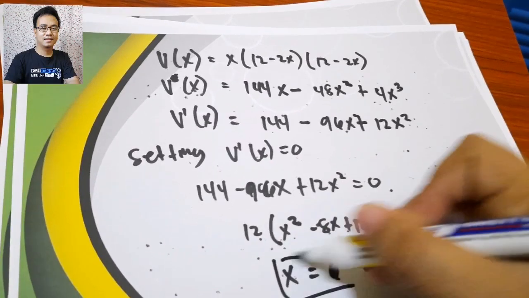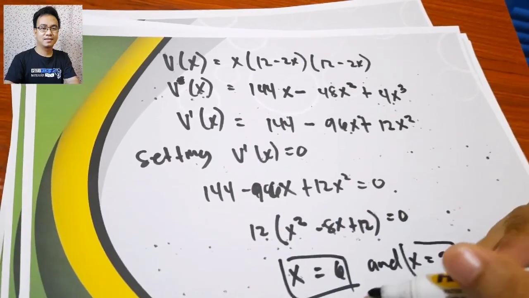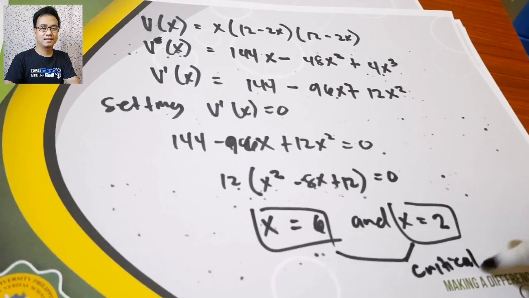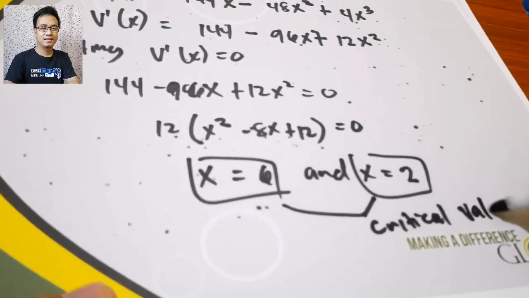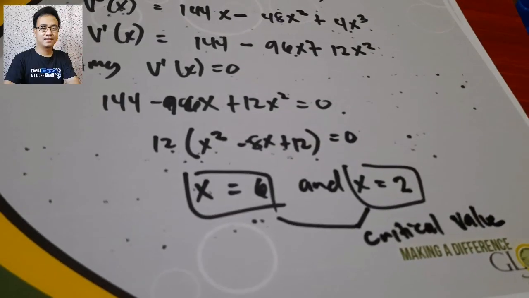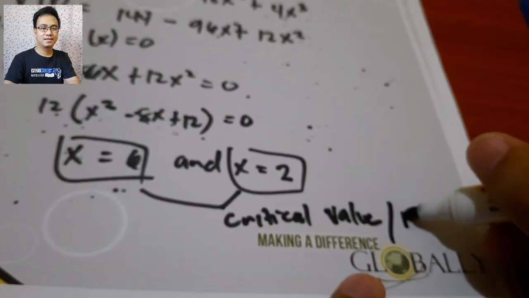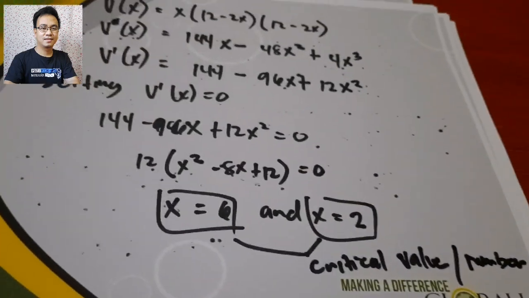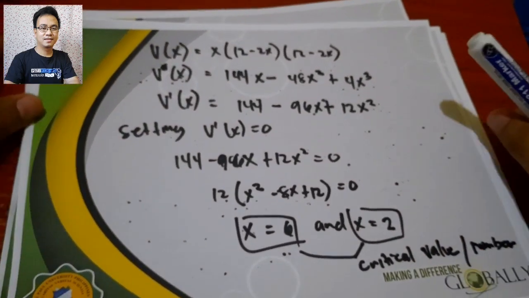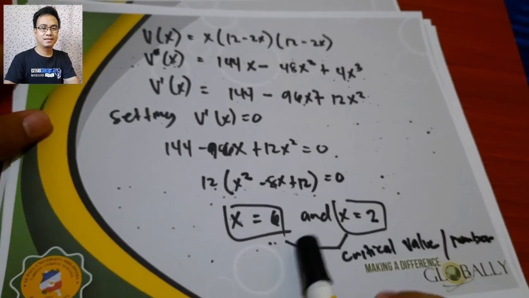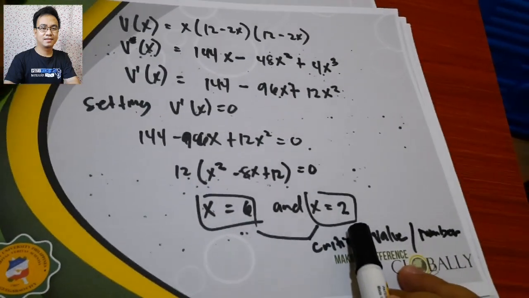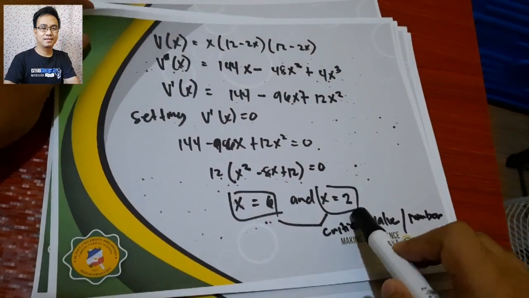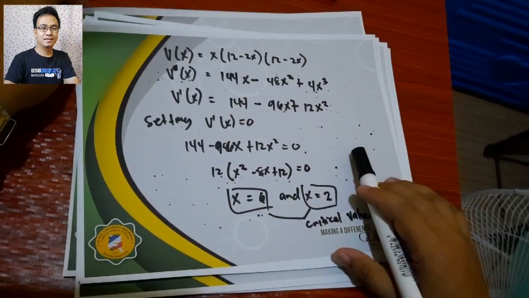So these two, yan na ngayon ang ating critical value. Critical value or critical number. Yan. Now, the critical numbers of V are 2 and 6, both of which are closed in the interval 0, 6.